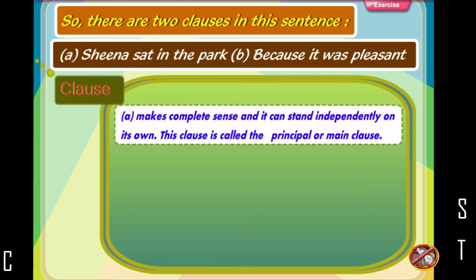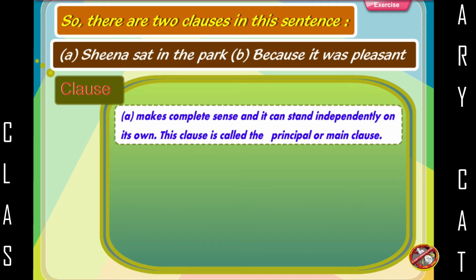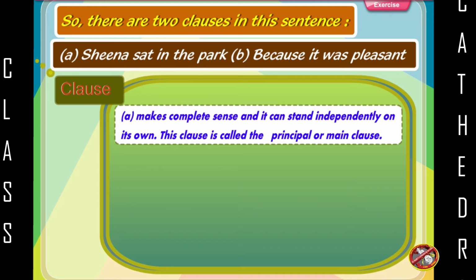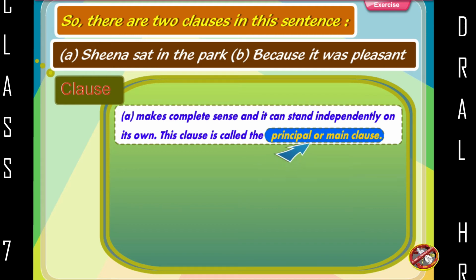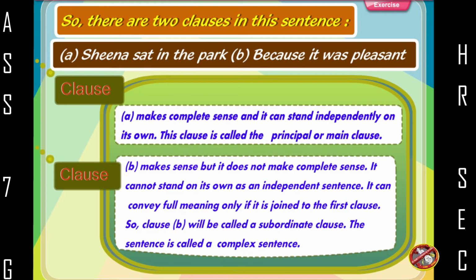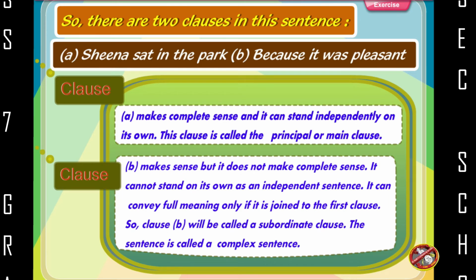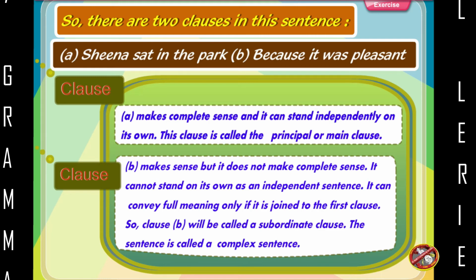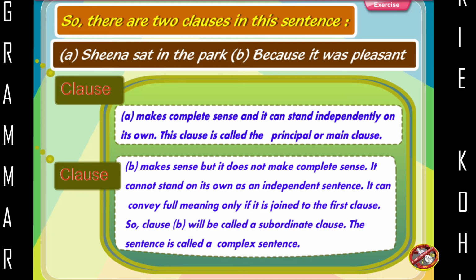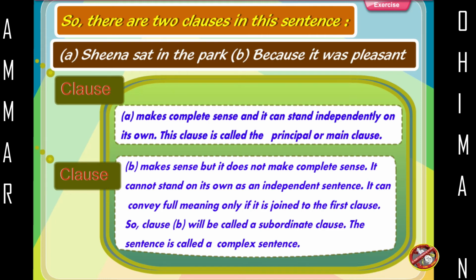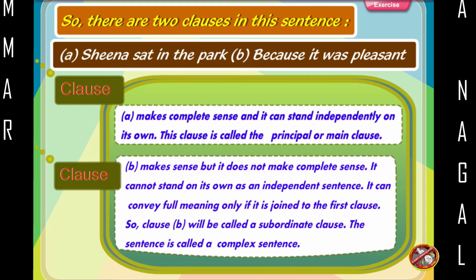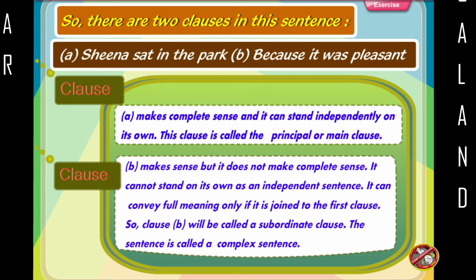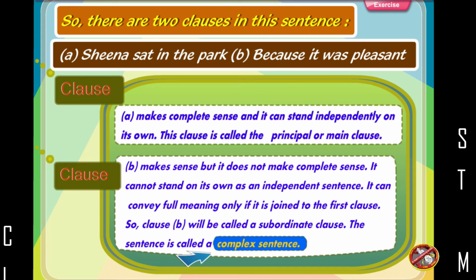Clause A makes complete sense and it can stand independently on its own. This clause is called the principal or main clause. Clause B makes sense, but it does not make complete sense. It cannot stand on its own as an independent sentence. It can convey full meaning only if it is joined to the first clause. So, clause B will be called a subordinate clause. The sentence is called a complex sentence.